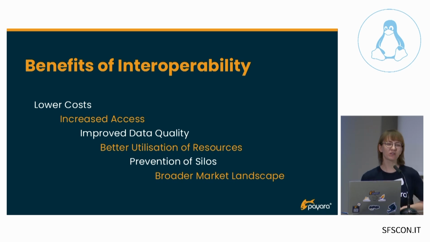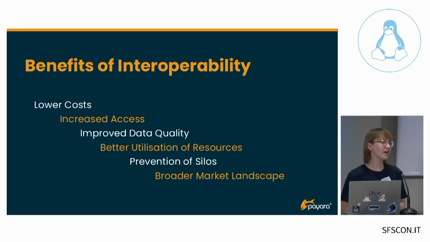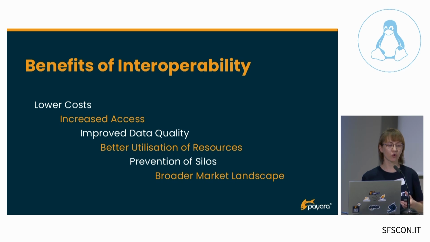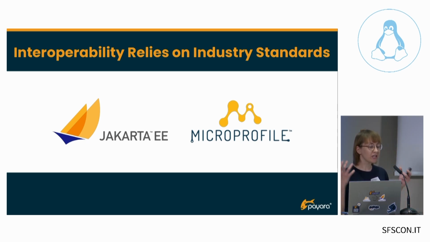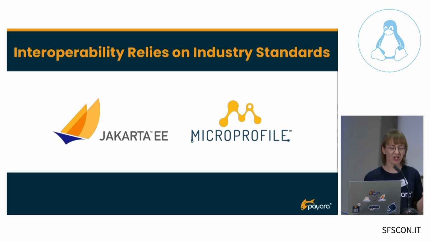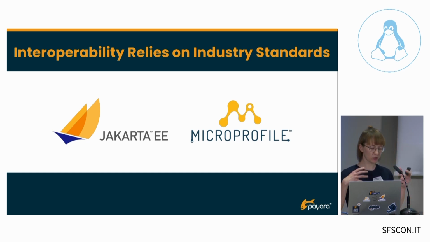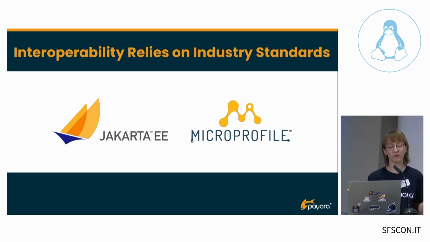Prevention of silos is really important for end users, because there's less vendor lock-in. They have more flexibility to choose the systems and tools that they want to use. And then, especially for foundations and for vendors, there's a broader market landscape that they can operate in. So interoperability relies on industry standards, and standards establish the rules that enable different systems, applications, and devices to communicate with each other seamlessly, without any issues.